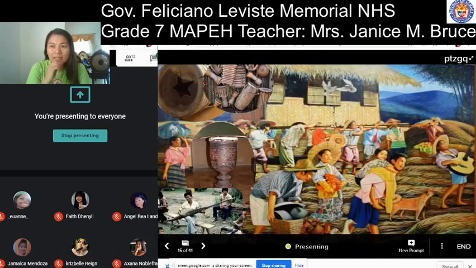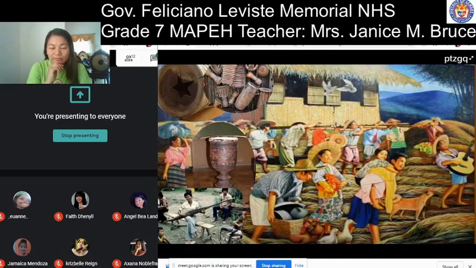Okay, this picture has a lot of message to say. What do you think it could be? Faith, go ahead. Ma'am, I think they're doing bayanihan. Okay, and in relation to music or singing, what can you say about it? As part of their living, bayanihan, people integrate the use of music while doing activities. They hold the instrument, they sing together, and what else?